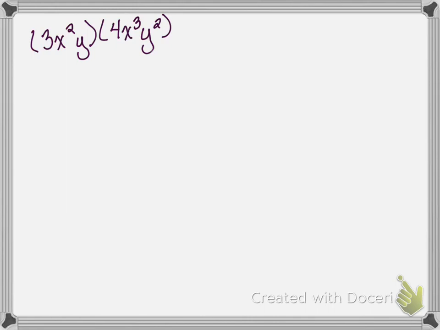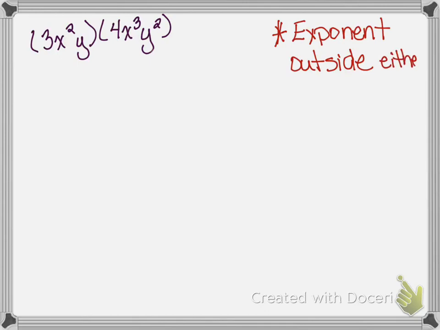You always want to ask yourself, is there something that belongs to everything inside the parentheses? Is there an exponent outside either parentheses? Okay, and that's the power to a power rule. If you've got an exponent outside either of those parentheses, you have to do that first. I don't have that here, but it's always a reasonable thing to look and check.